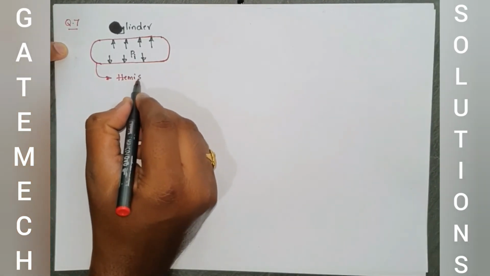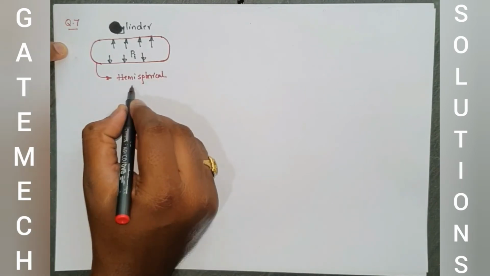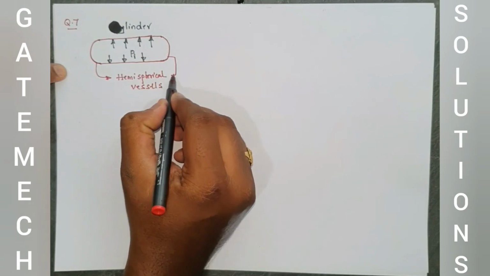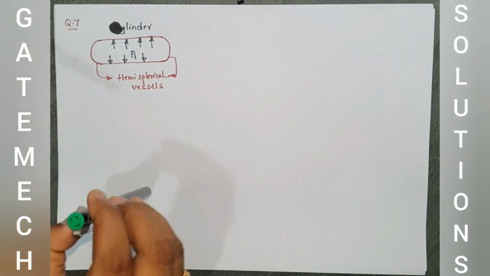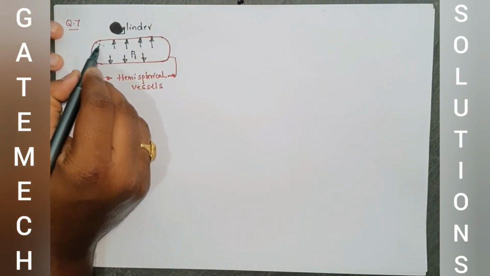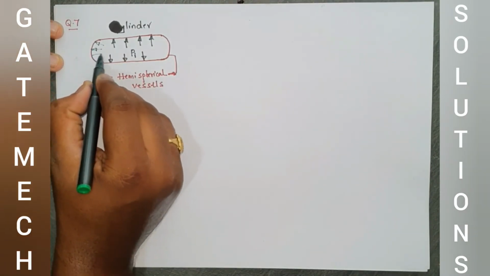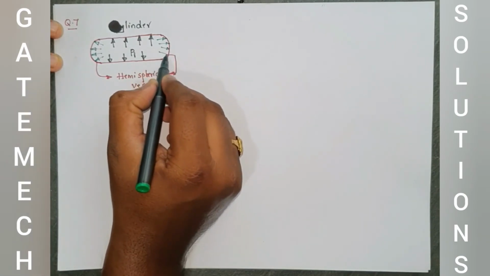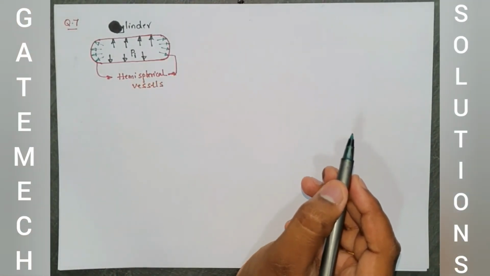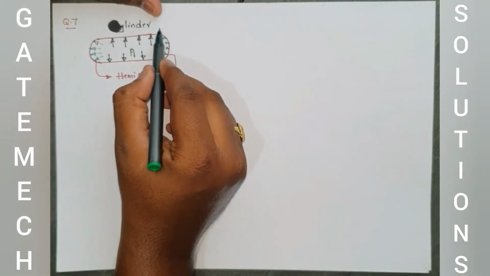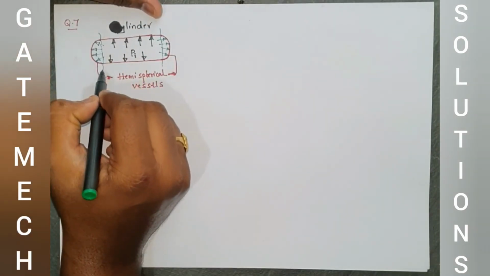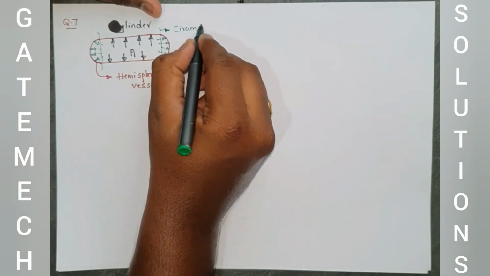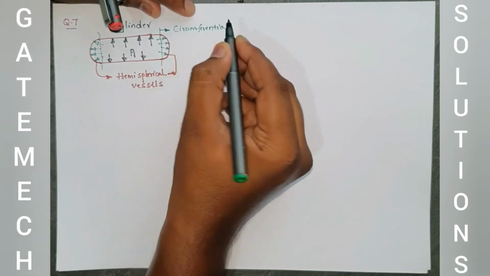hemispherical vessels. For these two hemispherical vessels, the pressure force direction is perpendicular to the contact plane. Pressure force always seems to be a normal compressive force. Now, the cylinder as well as these hemispherical vessels are connected by using a circumferential welded joint.